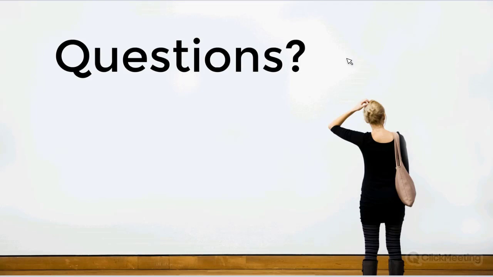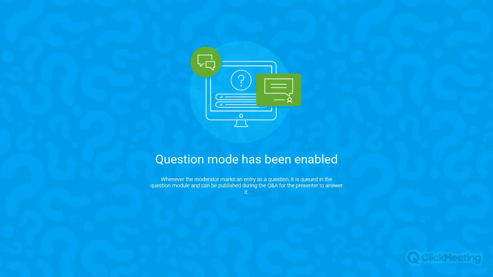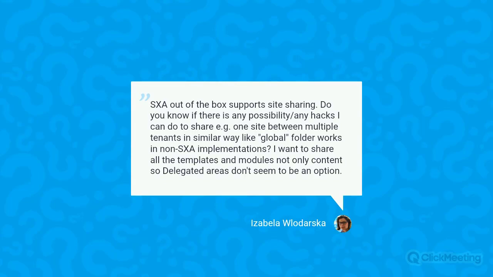Kelly, can you please read the questions, because I cannot see them. No worries, everybody. I'm just going to switch over to our question mode and publish that. We do have one question here from Isabella: SXA out of the box supports site sharing. Do you know if there is any possibility or any hacks I can do to share, e.g. one site between multiple tenants in a similar way to how a global folder works in non-SXA implementations? I want to share all the templates and modules, not only content, so delegated areas don't seem to be an option.